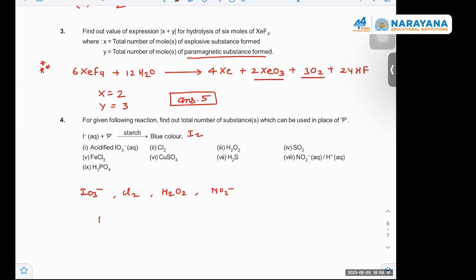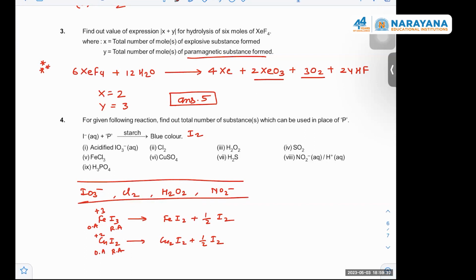Okay. But in the case of FeCl3, it will form FeI3, which we already discussed is unstable. It will convert into FeI2 plus half I2. And again, in the case of CuSO4, it will convert into CuI2, which is again unstable, Cu2I2 and half I2. Okay. So these 6 will be the answers. Clear? Because internally Fe plus 3 will act as an oxidizing agent and I minus will act as a reducing agent. Again, copper plus 2 and I minus: intramolecular redox will take place in these situations. Fine. Any doubt? The answer will be 6.